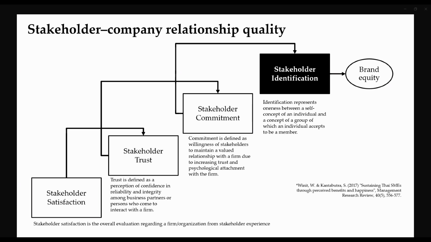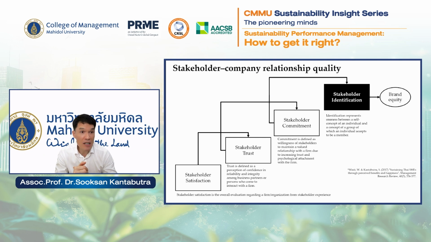Okay. Now, that level of relationship quality is the lowest level. So therefore, there are 3 other levels that are better. Okay. The next thing that is better is called stakeholder trust. This is a higher level of stakeholder-company relationship quality, meaning that they trust you as a company. Trust is defined as a perception or confidence in reliability and integrity among business partners and persons who come to interact with the firm. So basically, they trust you. When they trust you, they will protect you even when there are certain problems. They're going to come and help you. Right? So that is stakeholder trust.